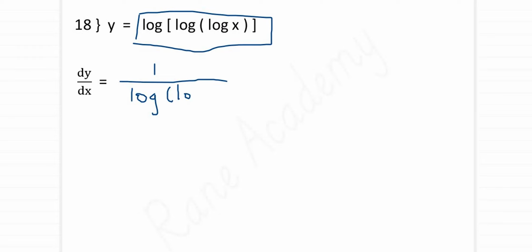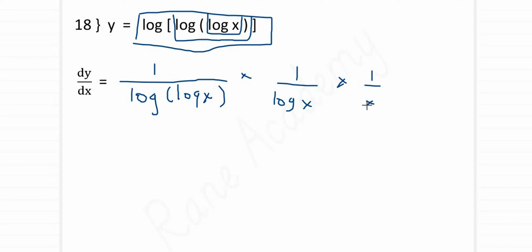Okay. Now we have differentiated the outer function. Now we'll differentiate the inner function. So what is the inner function? The inner function is log of log x, whose derivative is 1 upon log x. Okay. So we have an outer function. Inside that we have one more function, log of log x. Now again we have one more function, that is log x, whose derivative is 1 upon x, and hence we get the answer.